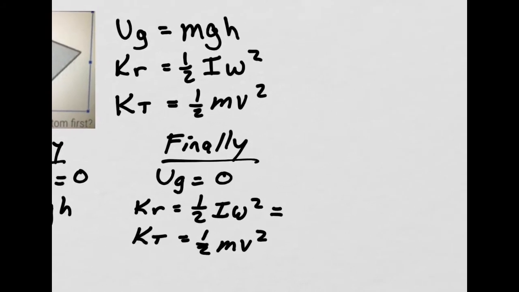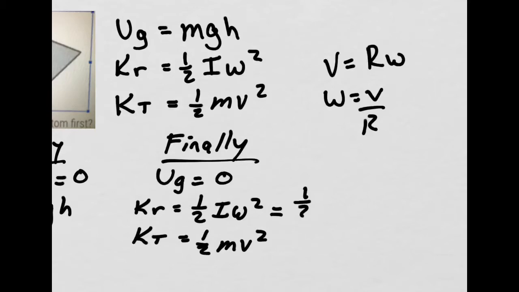So from our rolling condition, we know that v equals R omega. So omega is v over R. So our rotational kinetic energy becomes 1/2 I v squared over R squared, because we're just plugging in what omega is. So this is our rolling condition.